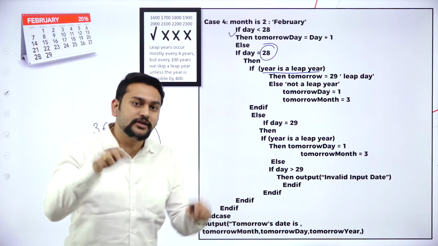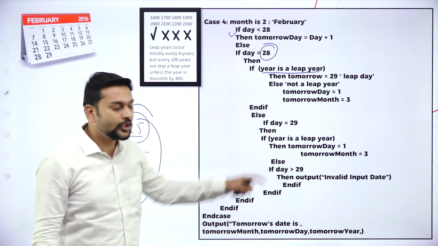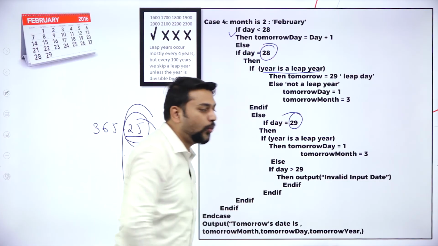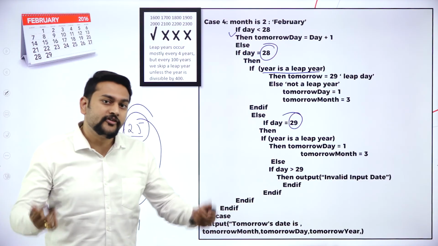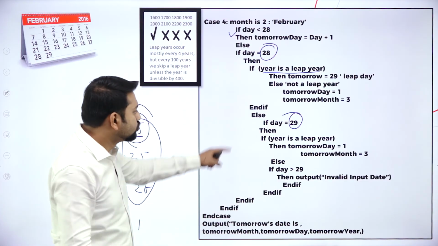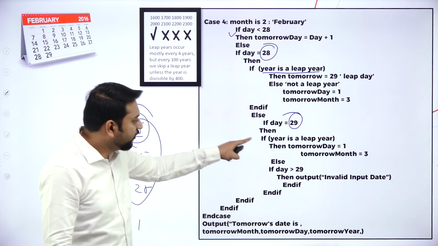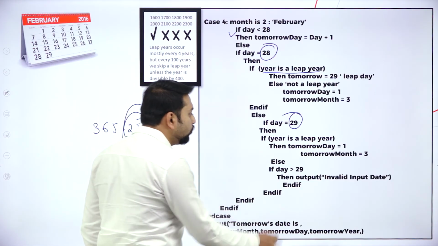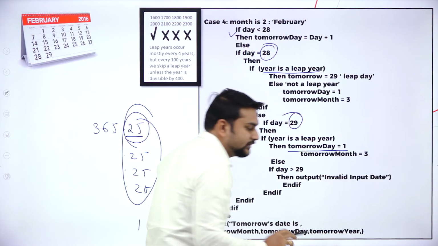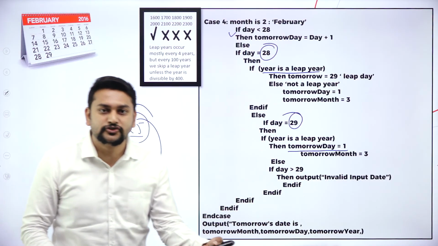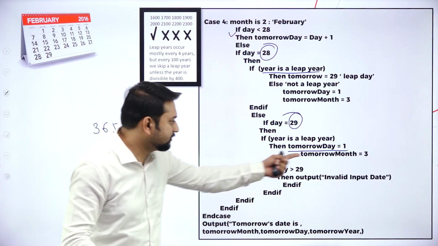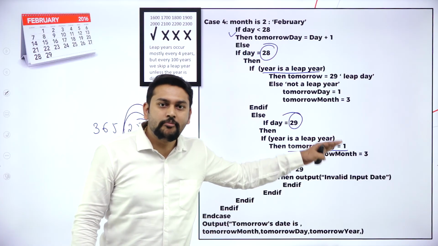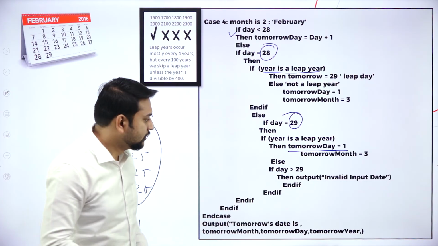But you have entered 29. What is that I have to do now? So please observe. If the year is a leap year, what will you do? You will update the next day, that is March 1st, and you will update the month, that is 3. So you will update this.